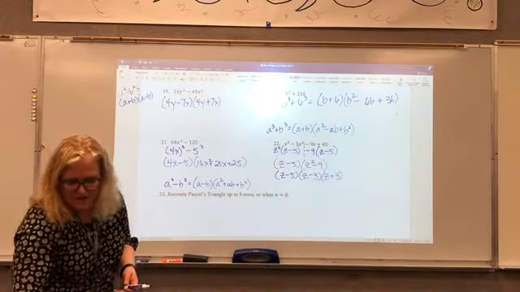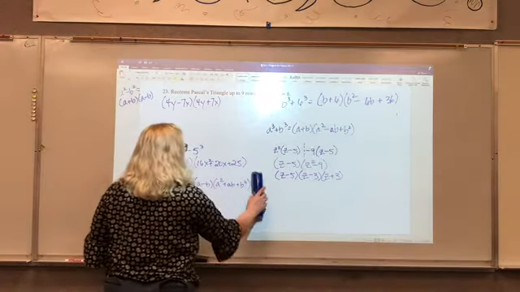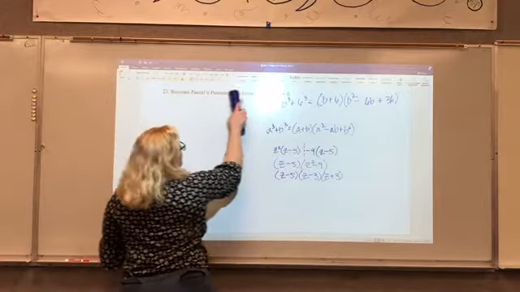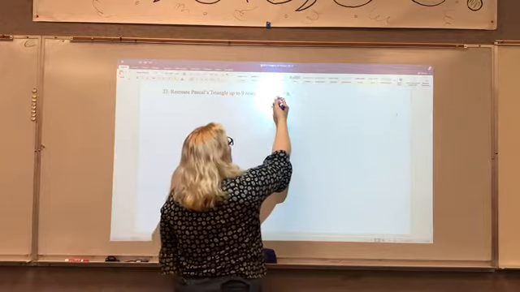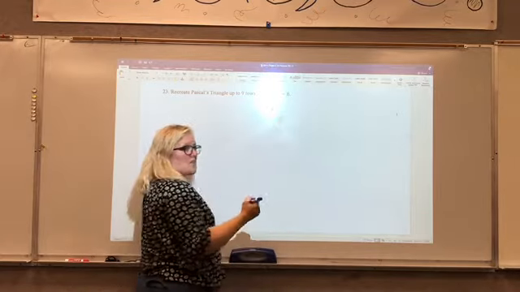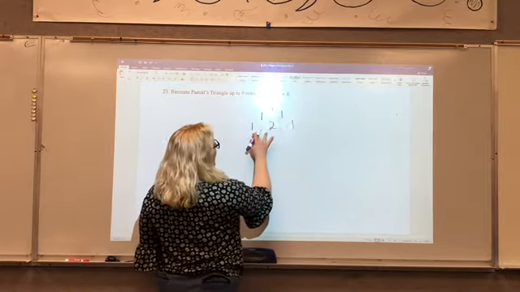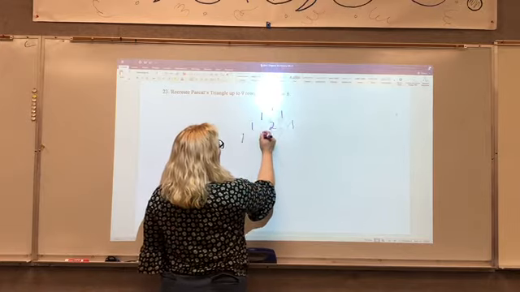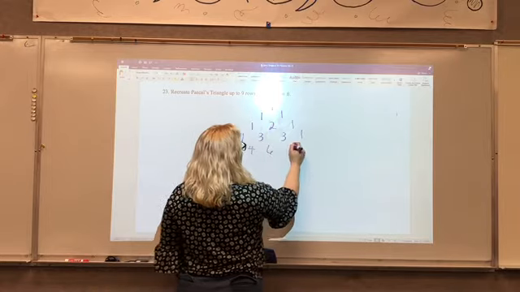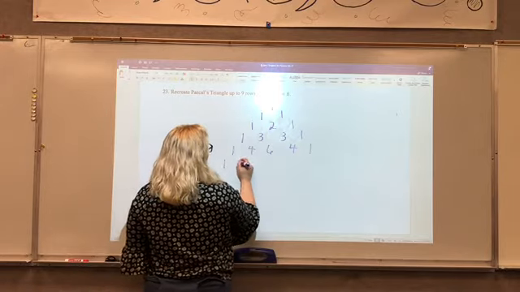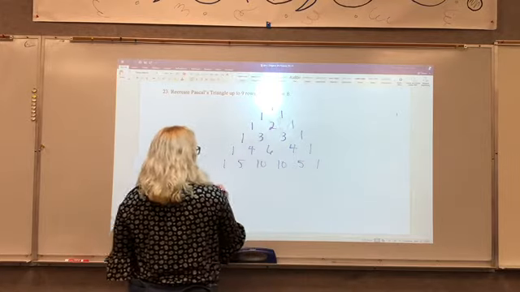Okay, moving on. Recreate Pascal's triangle up to 9 rows, or when n equals 8. Okay, this one I threw in there just to help you remember how to do Pascal's triangle. And remember, we start with a 0th row, that's my 1. Then I just go down from there. And remember, I'm adding the 2 above it to get the 1 below. So 1, 3, 3, 1, 1, 4, 6, 4, 1, 1, 5, 10, 10, 5, 1. So I'm on the 5th row.